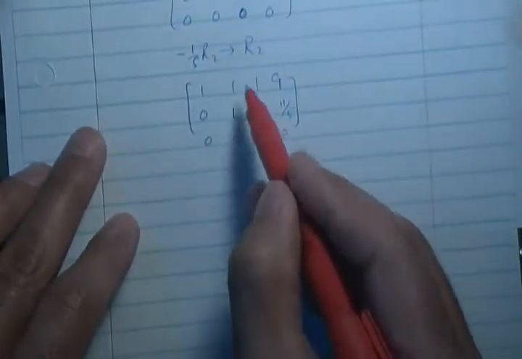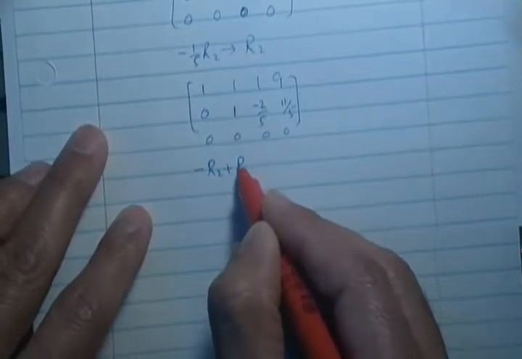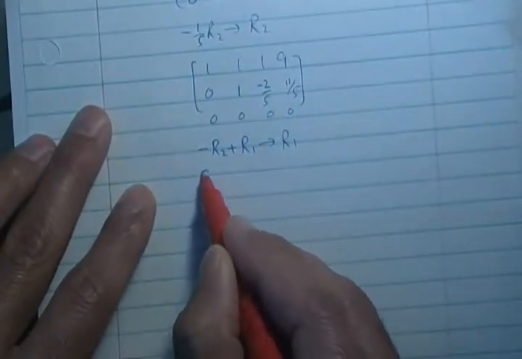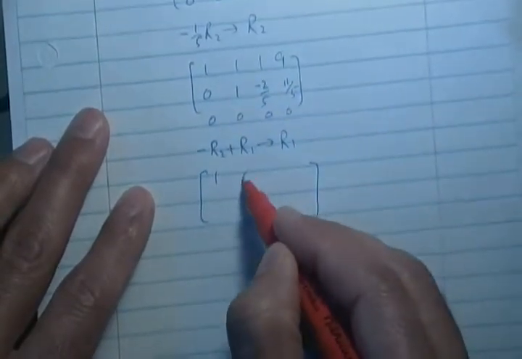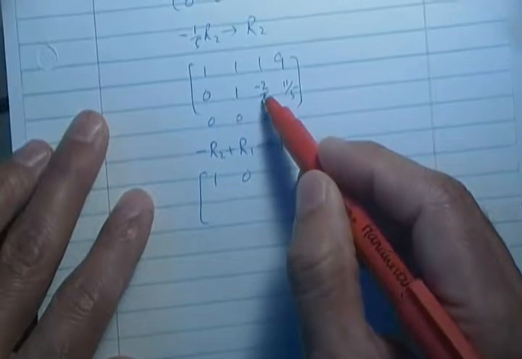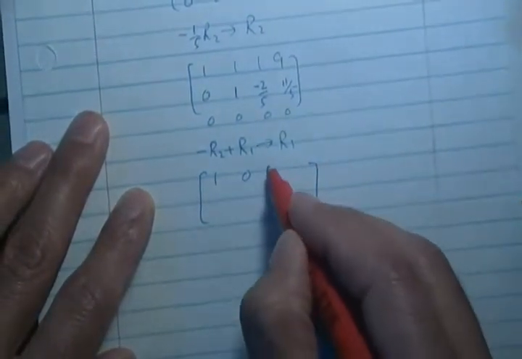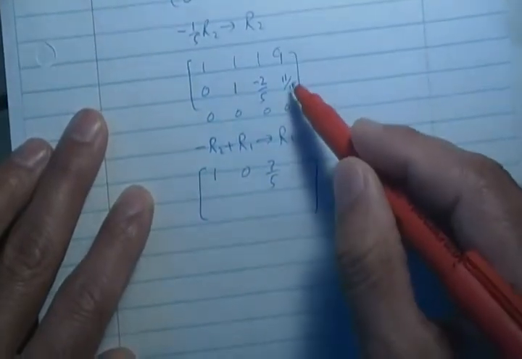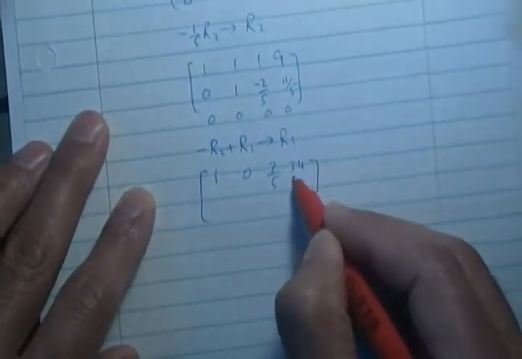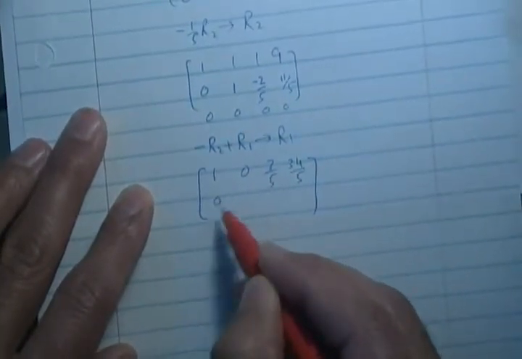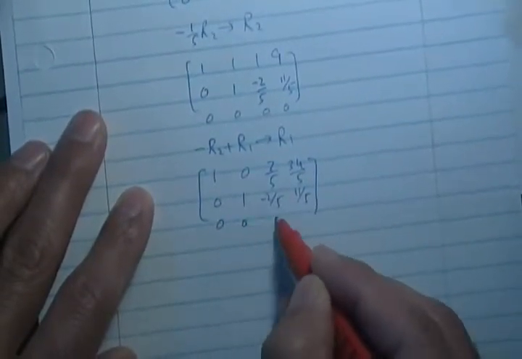Okay, next. To make this 0, simply subtract row 2 from row 1. So negative row 2 plus row 1 is the new row 1. That's 1 minus 0 is 1, 1 minus 1 is 0. 1 minus negative 2/5 becomes plus 2/5, which is 7/5. And 9 minus 11/5 is 45 minus 11 over 5, which is 34/5. Then the second row is 0, 1, negative 2/5, 11/5, and the third is 0, 0, 0, 0.